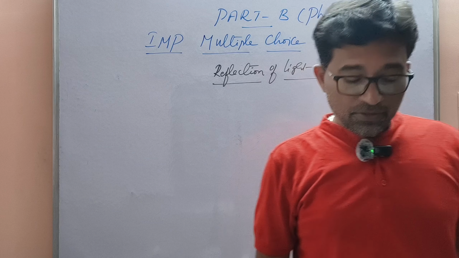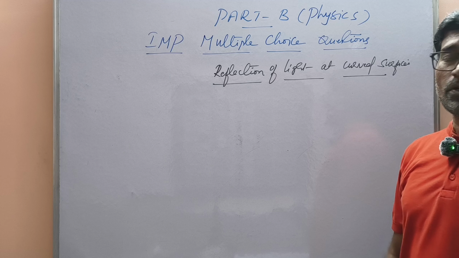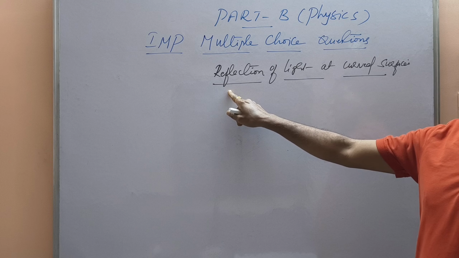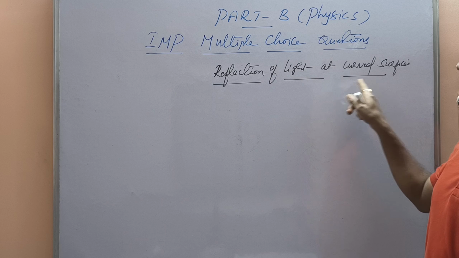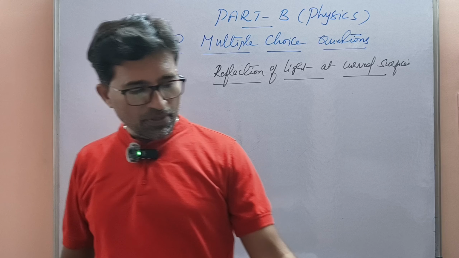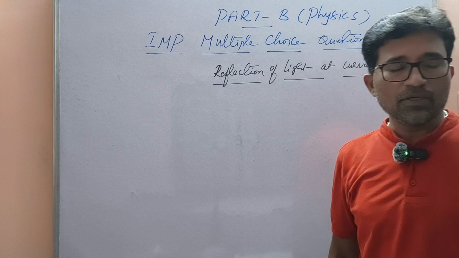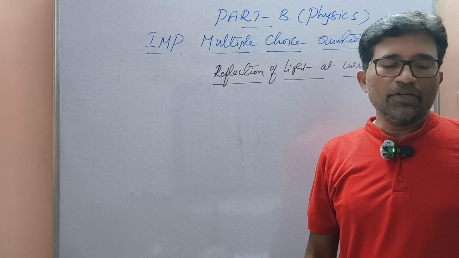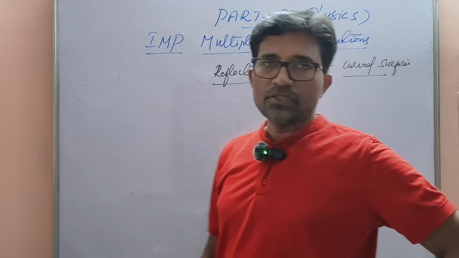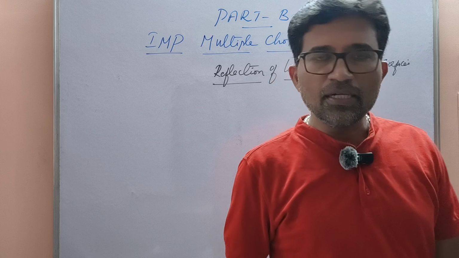Hi students, in this video we are going to discuss important multiple choice questions of the first chapter in physical science, reflection of light at curved surfaces. I hope you understood the previous videos related to the important questions from Abhyasa Deepika of atomic structure, and the video related to the important questions of the 7th chapter, that is the classification of elements, the periodic table.